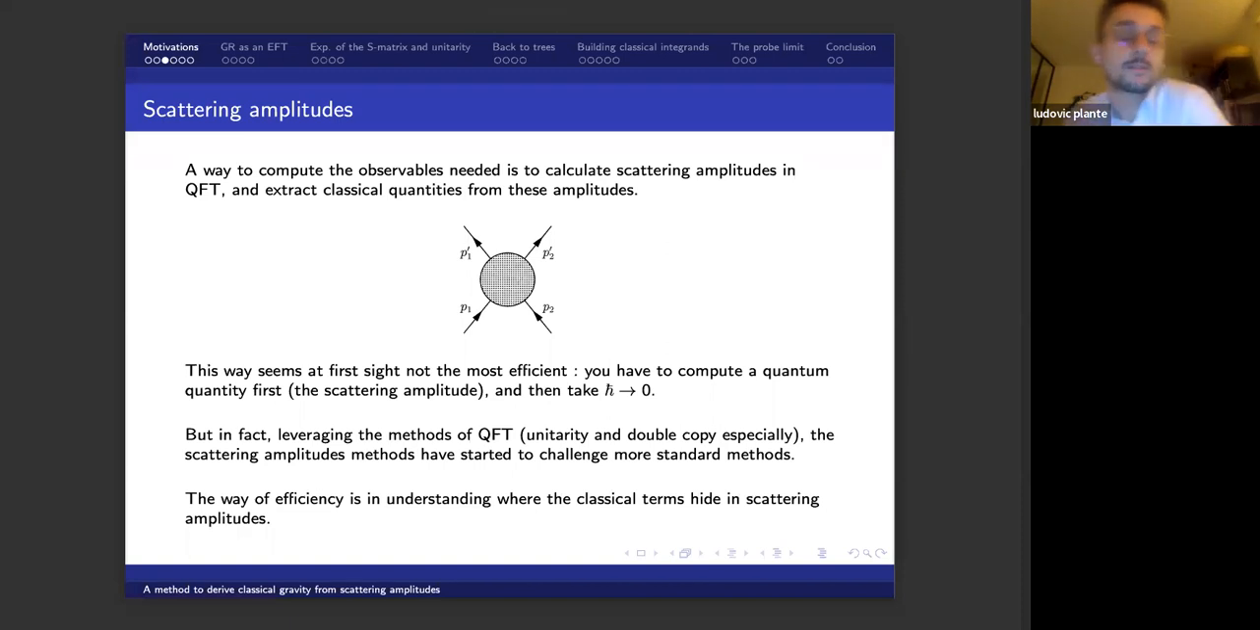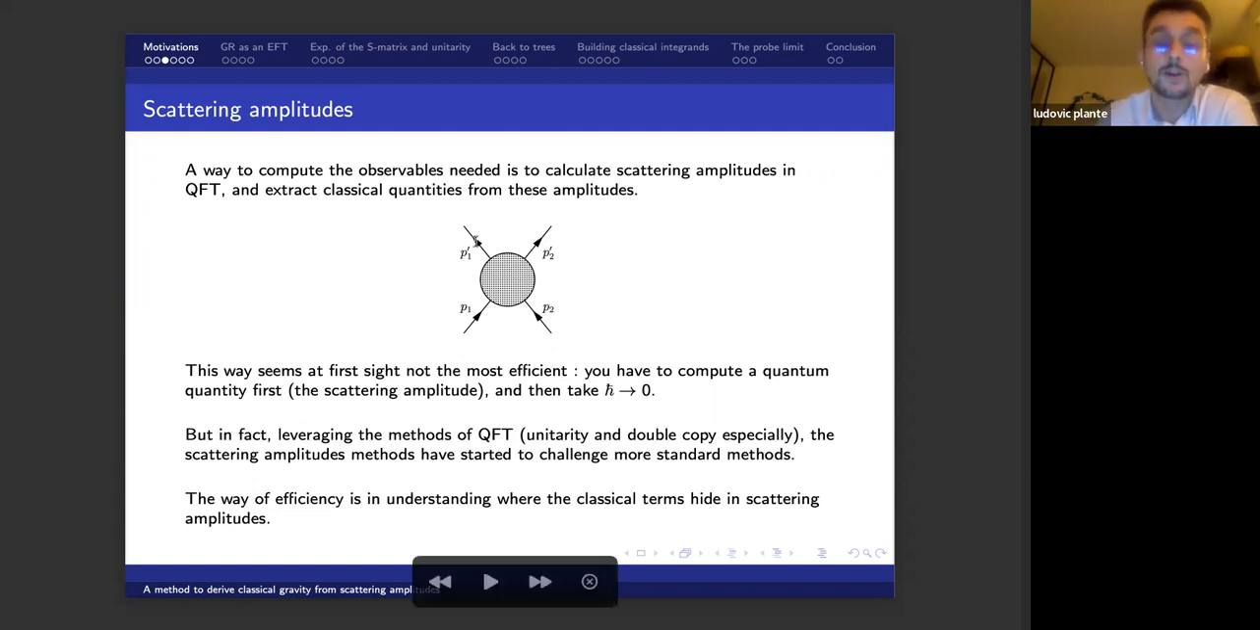There are several ways to compute gravitational observables, but one way is to compute scattering amplitudes in quantum field theory and to extract the classical quantities from these scattering amplitudes. At first sight, you could think that scattering amplitudes are not the most efficient way to compute classical observables, because they are quantum quantities, and you have to compute them and take h bar to 0, and you have some issues extracting the classical pieces from that.